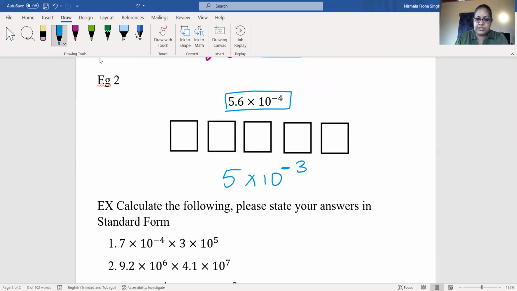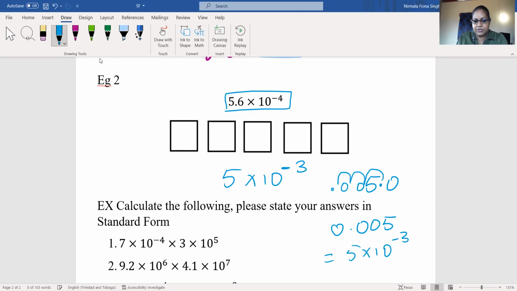5 by 10 to the minus 3 indicates that if I have my 5.0, remember that we're going to go through how to read that standard form again. Minus 3 means that I would have to jump my decimal point 3 times. So my number will be 0.005, which is equal to 5 by 10 to the minus 3. That is how we check for standard form with negative indices. Negative indices imply that we're dealing with a fraction.